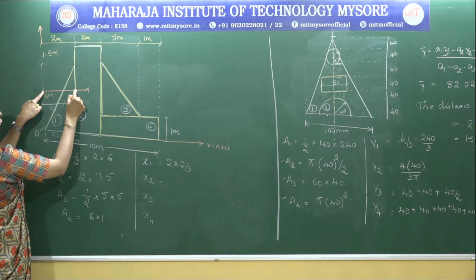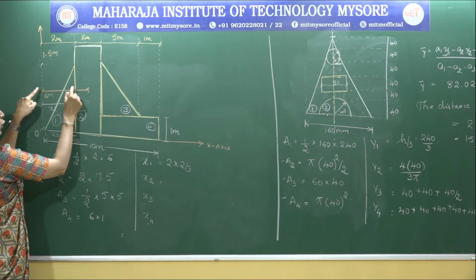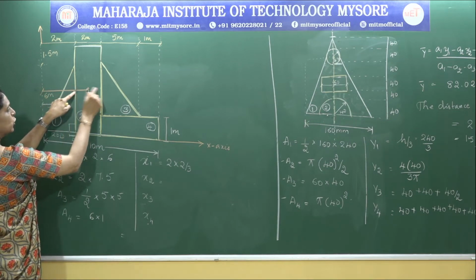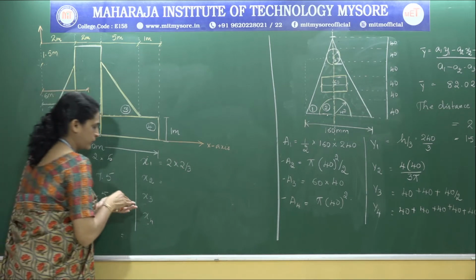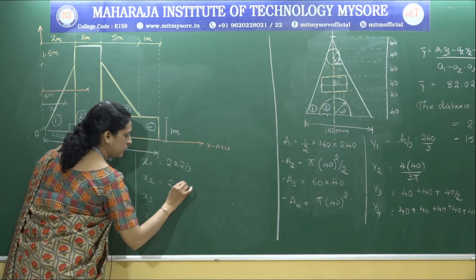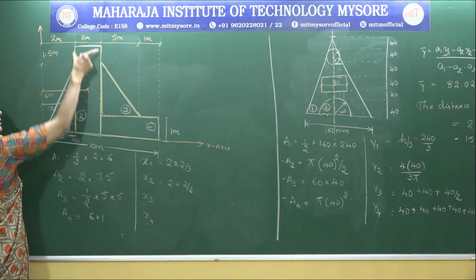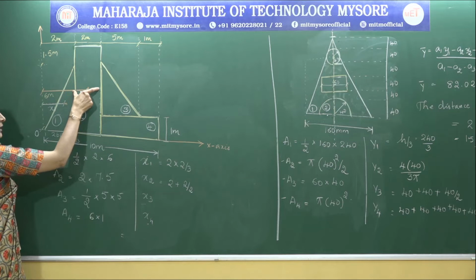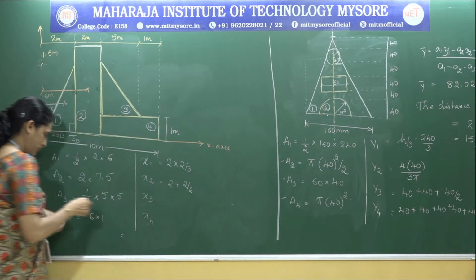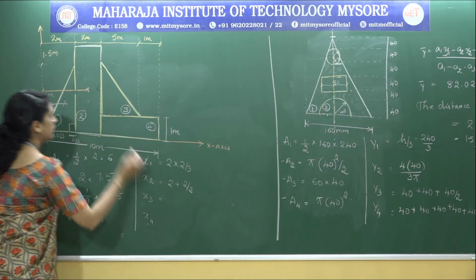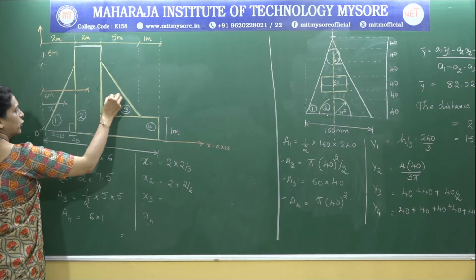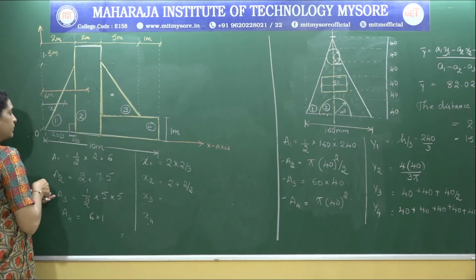So, we will have to consider it as 2 plus 2 by 2. As it is a rectangle, it is 2 by 2, right? Because we have 2 meter here. So, to find out the centroid of a rectangle, it is 2 by 2. Next, the third section, the centroid will be here. We will be marking the centroid here.